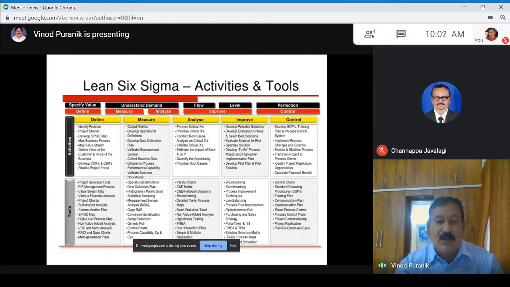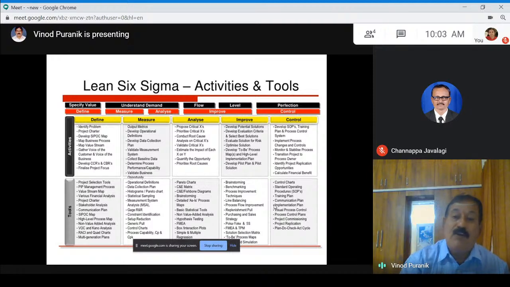There are many tools available. Of course, brainstorming is there, the basic statistical tools are available, FMEA is there, then simple and multiple regressions. Those are the tools where you have to analyze the things. Then for the improvement activities, you have to develop the potential solutions. So once you analyze it, how are you going to improve it?